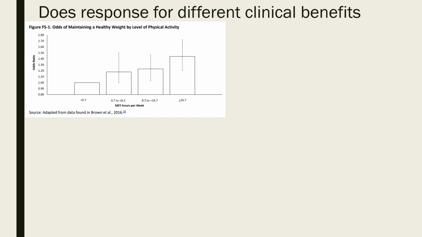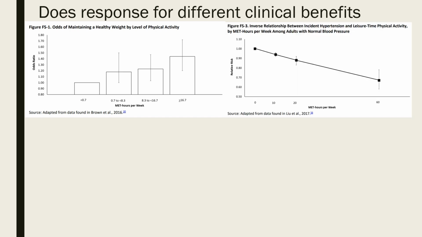Interestingly, the trend here is not linear. The odds of maintaining a healthy weight don't vary much between those doing 0.7 to 8.3 MET hours of physical activity and those doing 8.3 to 16.7 MET hours. In fact, the odds are the same for someone doing just 1 MET hour of physical activity as for someone doing 16 MET hours. This suggests that the way the authors created these 4 physical activity groups might not accurately reflect the relationship.